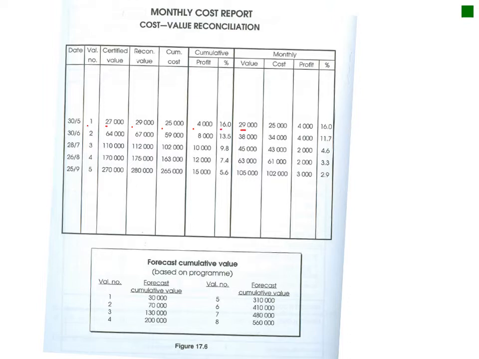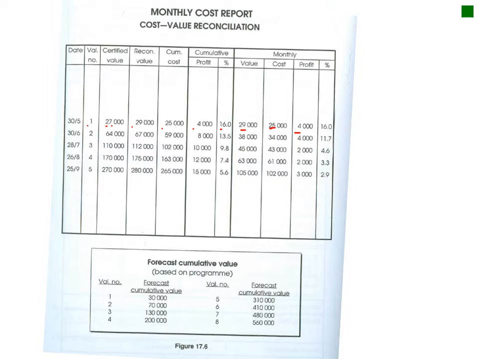So it's 29 minus your value of work that you've done, and then your profit. Just note that there's a bit of a subtraction here for your certified value. It's just a retention that they've got here. Okay, so please just note that.